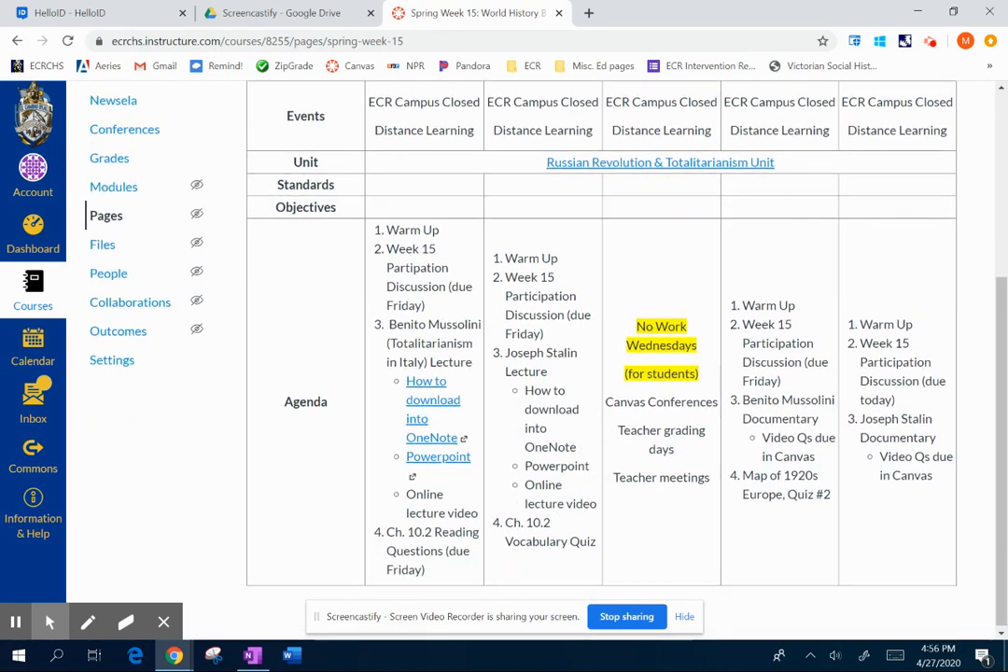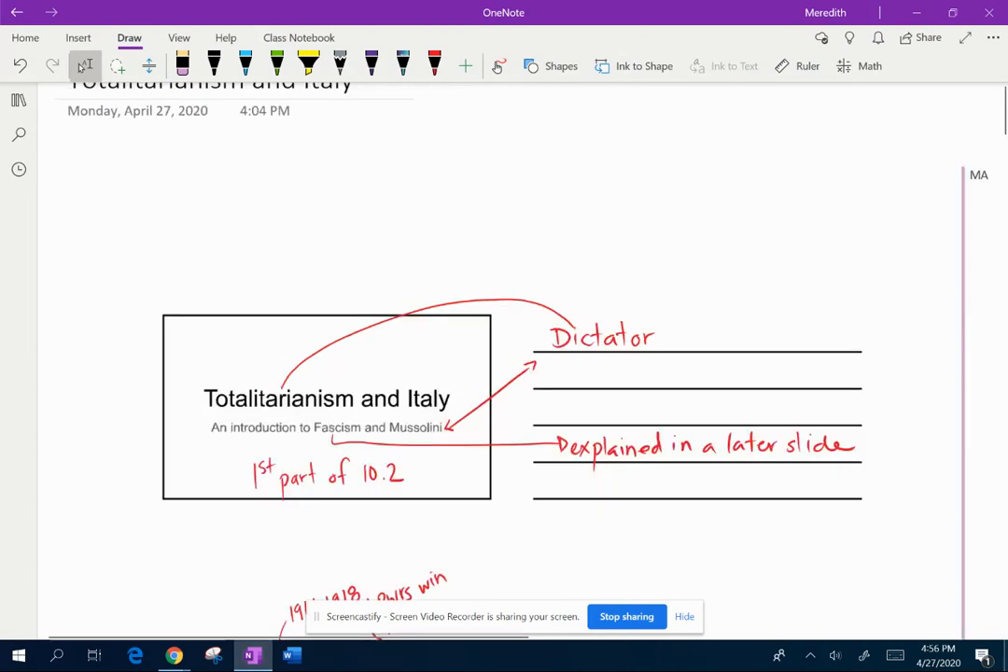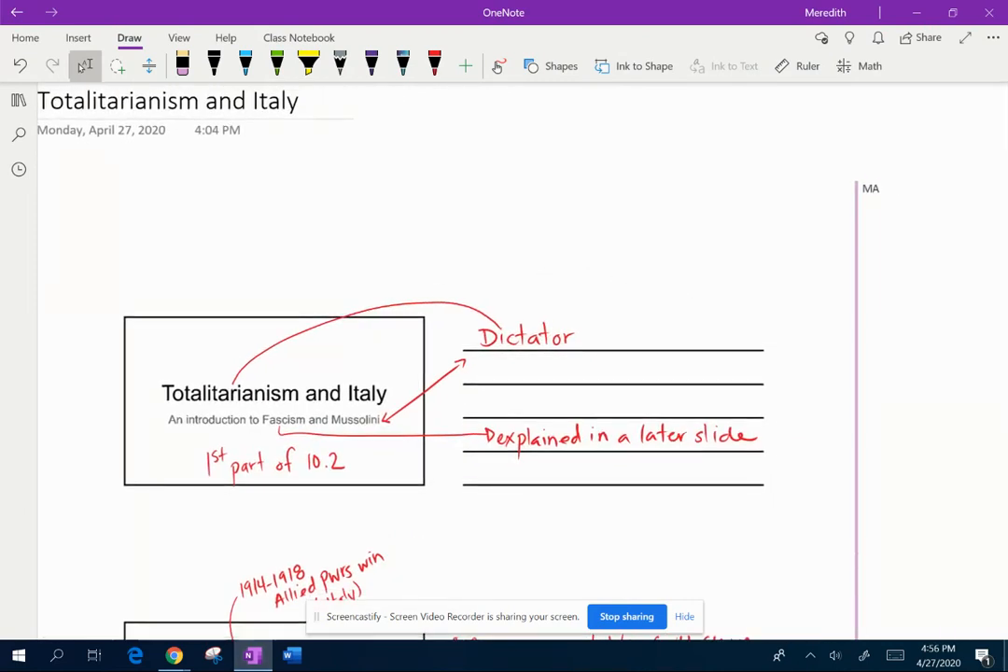So I'm going to come here into my OneNote, and I've already done the annotations, so I'm just going to go ahead and read through them with you guys. We've got totalitarianism, okay? And we know totalitarian is just a scary word for dictator. You guys totally nailed that in your quiz last week, so congratulations. Just remember that a totalitarian has total control over their population.